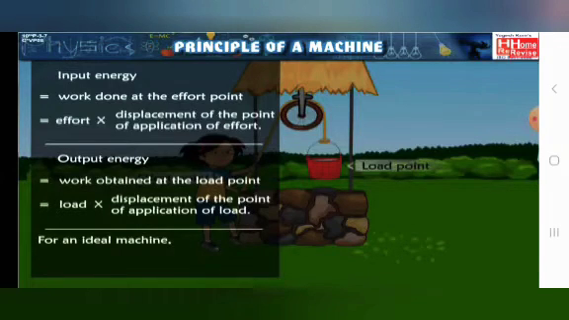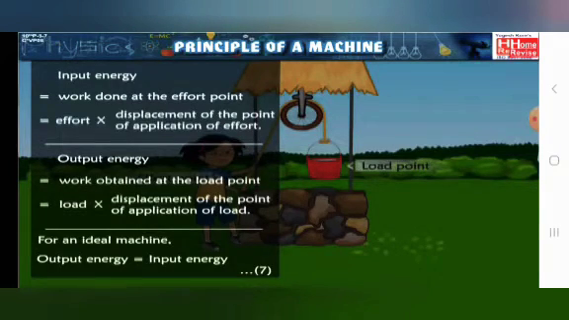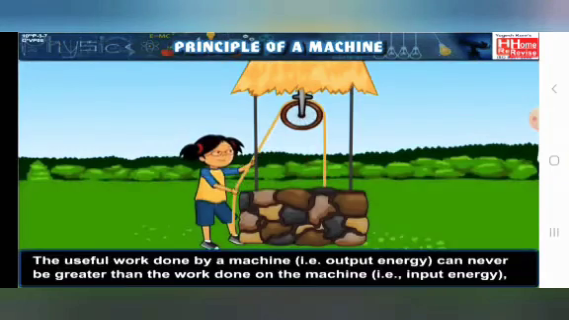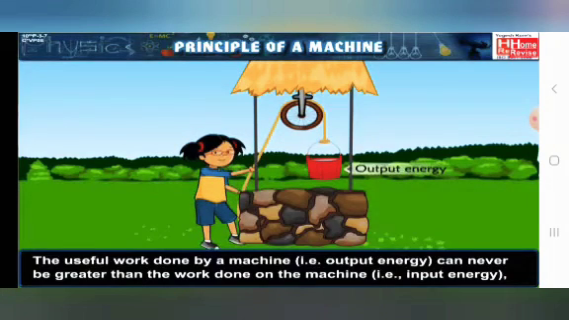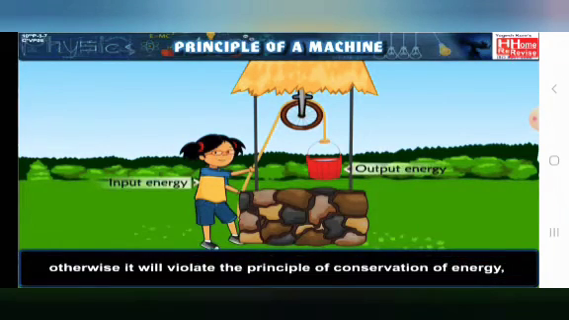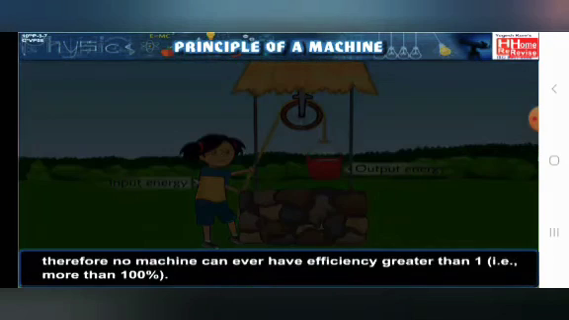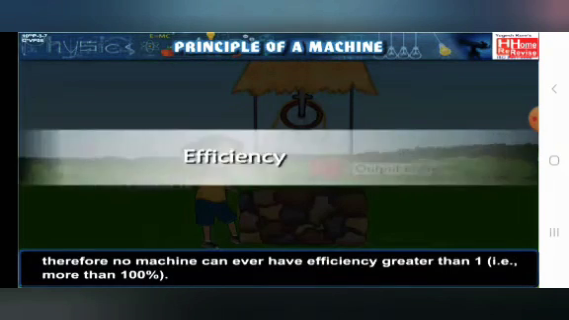For an ideal machine, output energy is equal to input energy. Let this be equation 7. The useful work done by a machine, that is output energy, can never be greater than the work done on the machine, that is input energy. Otherwise, it will violate the principle of conservation of energy. Therefore, no machine can ever have efficiency greater than 1, that is, more than 100%.